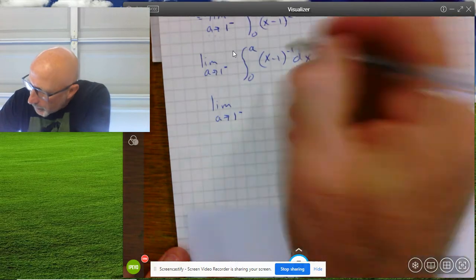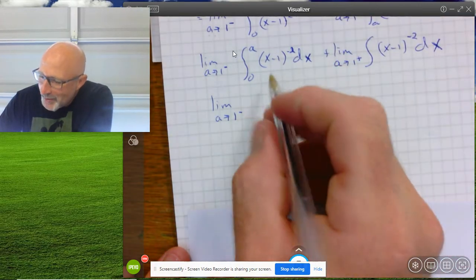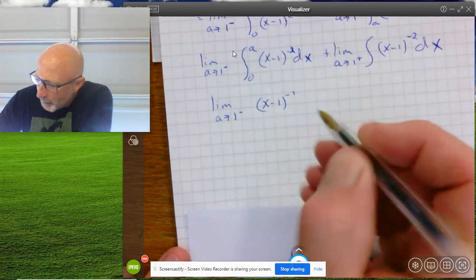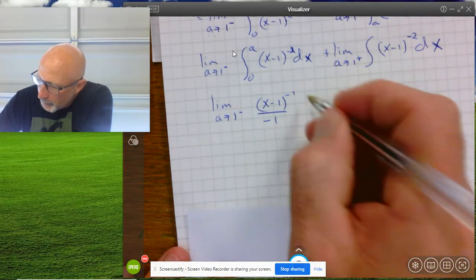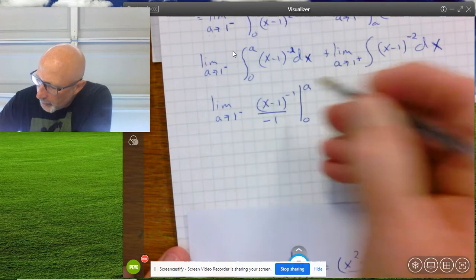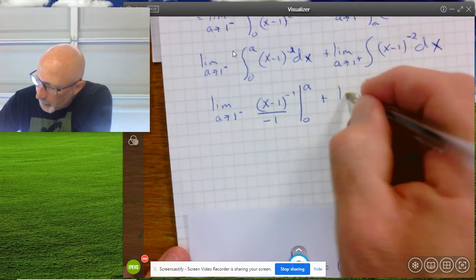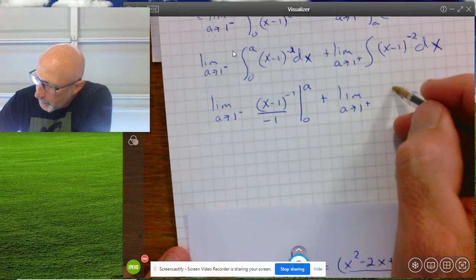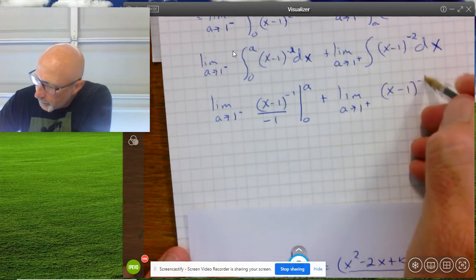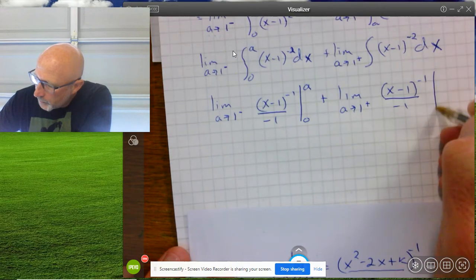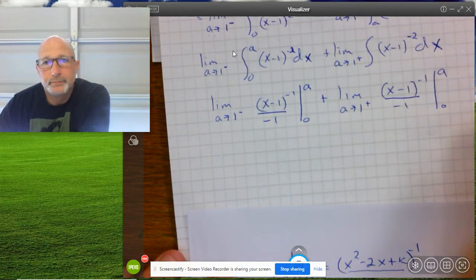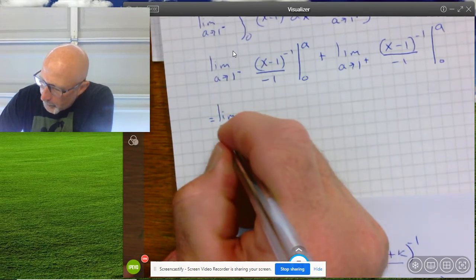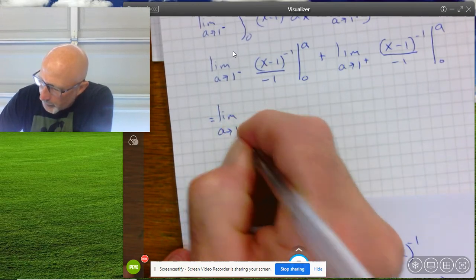Wait, what am I doing? I already integrated. That should be a 2. Okay, so now raise it by power of 1. So (x minus 1) to the negative first power divided by negative 1, going from 0 to a, plus the limit as a goes to 1 from the positive direction of (x minus 1) to the negative first power all over negative 1, once again going from 0 to a. So this is equal to the limit as a goes to 1 from the negative direction.